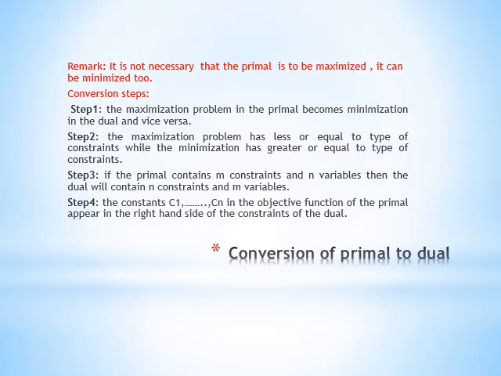We know that the constraints of a maximization problem are usually less than or equal to b1. b1 stands for resources, while in the minimization version the constraints are usually greater than or equal to type of constraints.